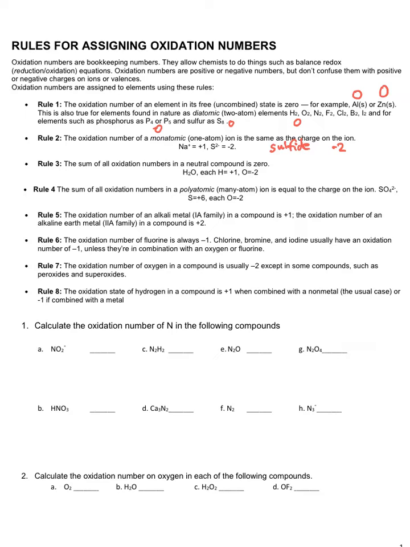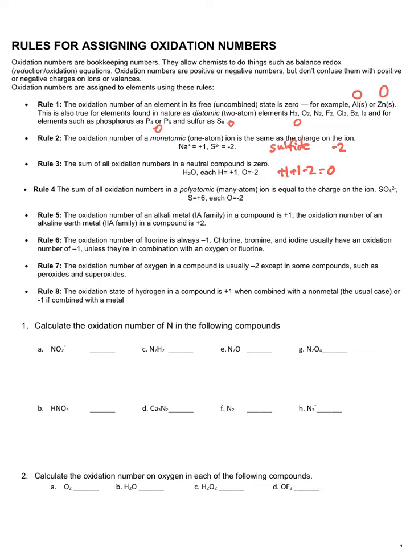Rule number 3. The sum of all the oxidation numbers in a neutral compound is 0. So let's look at water. It's a molecular species. There are no charges, but we can assign oxidation numbers to each of the atoms in water. So hydrogen, we have 2 of them. They're both +1. The oxygen is a -2. We add up those oxidation numbers, and they sum to 0. The sum of the oxidation numbers in a neutral compound is 0. Now, how that hydrogen got a +1 and that oxygen got a -2, we'll look at in a subsequent rule.